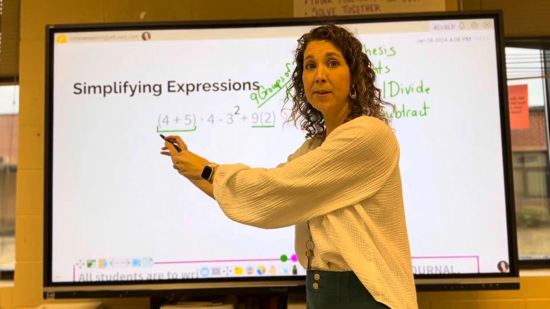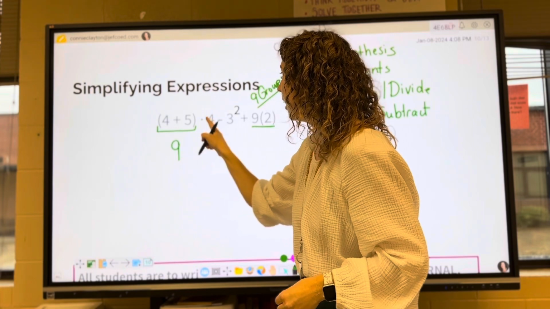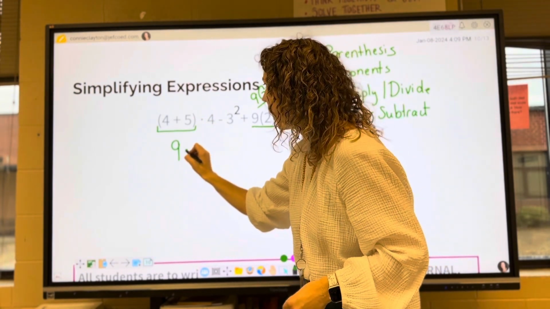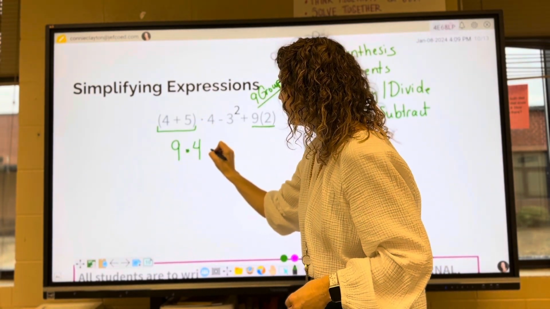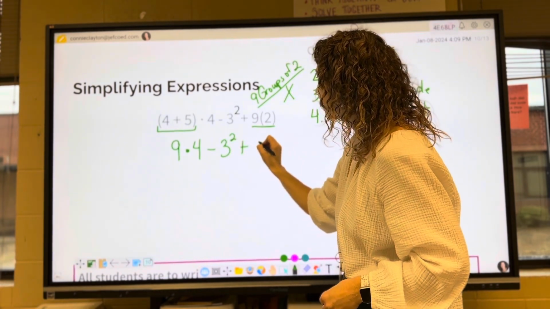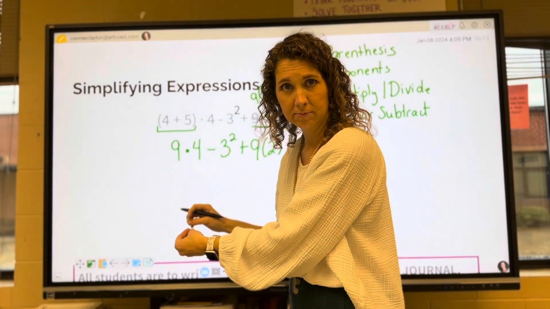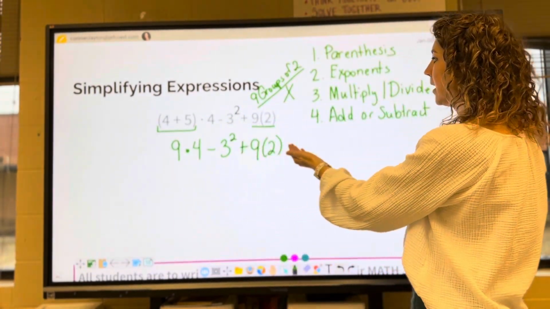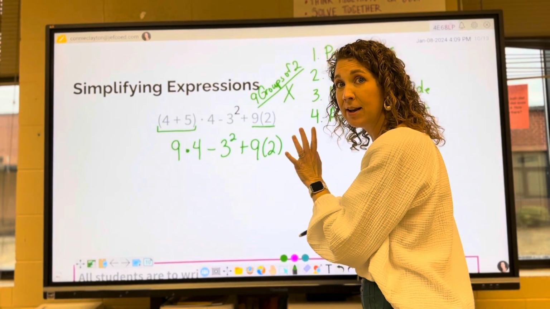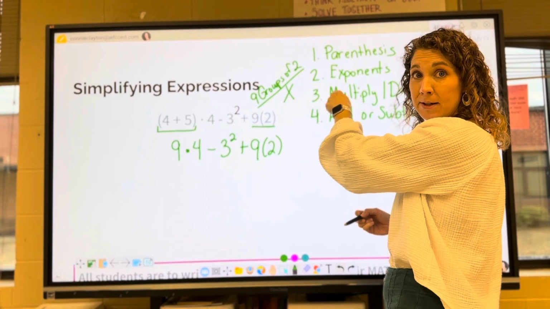So we're going to start with parentheses. 4 plus 5 is 9. Dot, that means times 4. Minus 3 to the 2nd power. Plus 9 groups of 2. We're going to bring everything down. Are there any more parentheses that we're going to work with right now? No. We move to the next step, exponents.